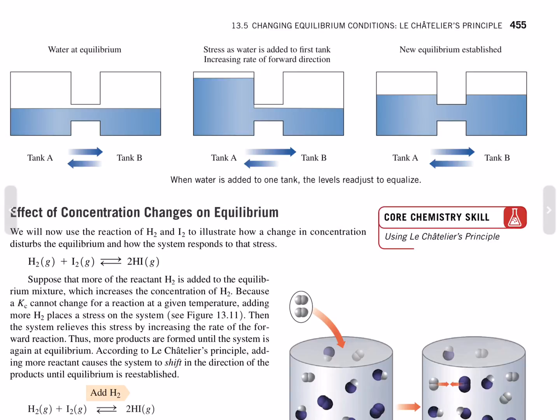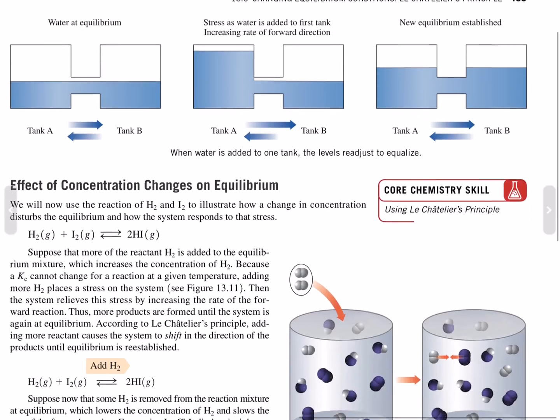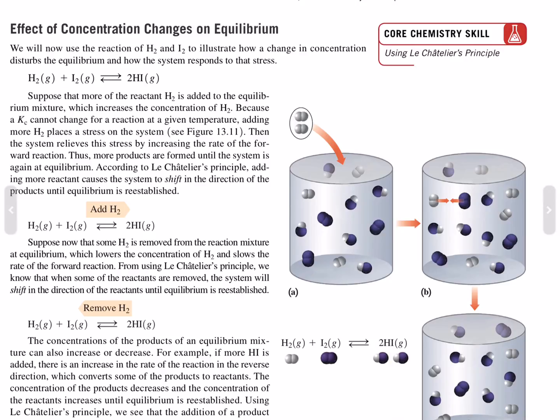Effect of concentration changes on equilibrium. We will now use the reaction of hydrogen and iodine to illustrate how a change in the concentration disturbs the equilibrium and how the system responds to the stress. In the reaction, hydrogen plus iodine yields 2HI. Suppose that more of the reactant hydrogen is added to the equilibrium mixture, which increases the concentration of hydrogen.